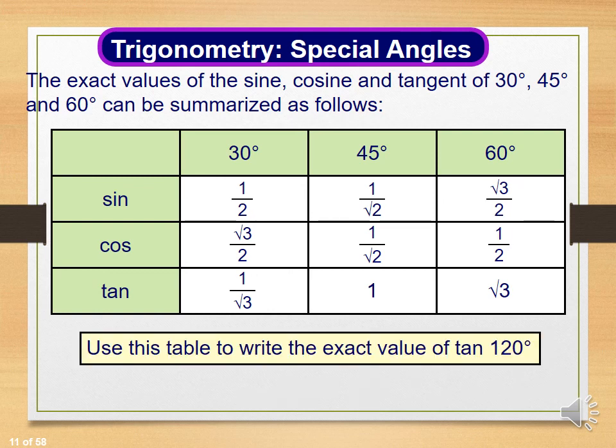Same for tan 120. 120 would give us 180 minus 120, which is 60. Tan 60 is root 3. Therefore, tan 120, which is negative in the second quadrant, will be minus root 3.